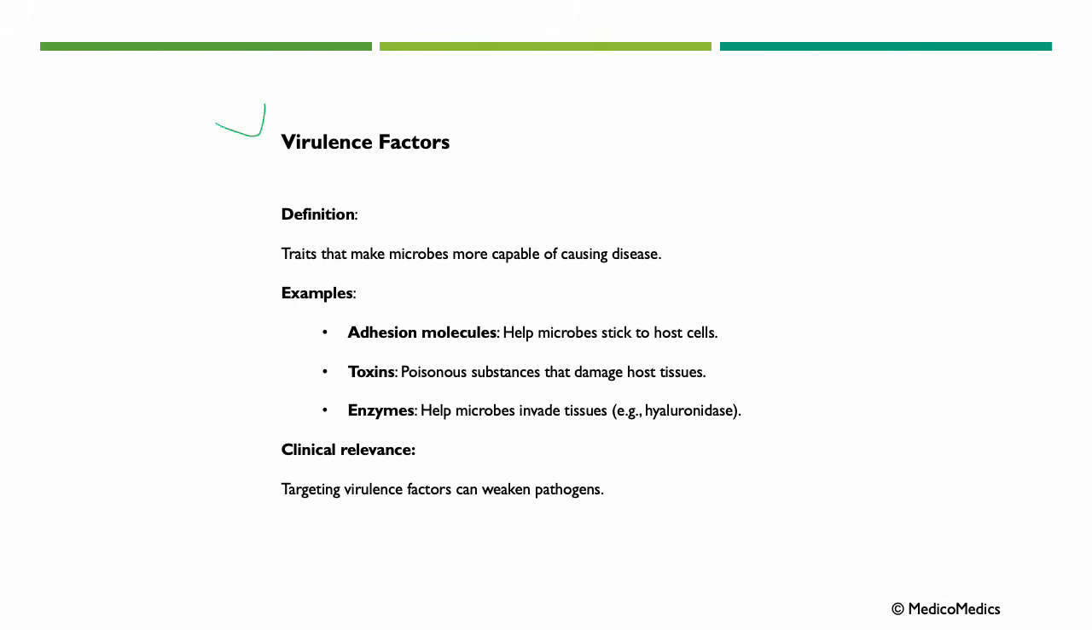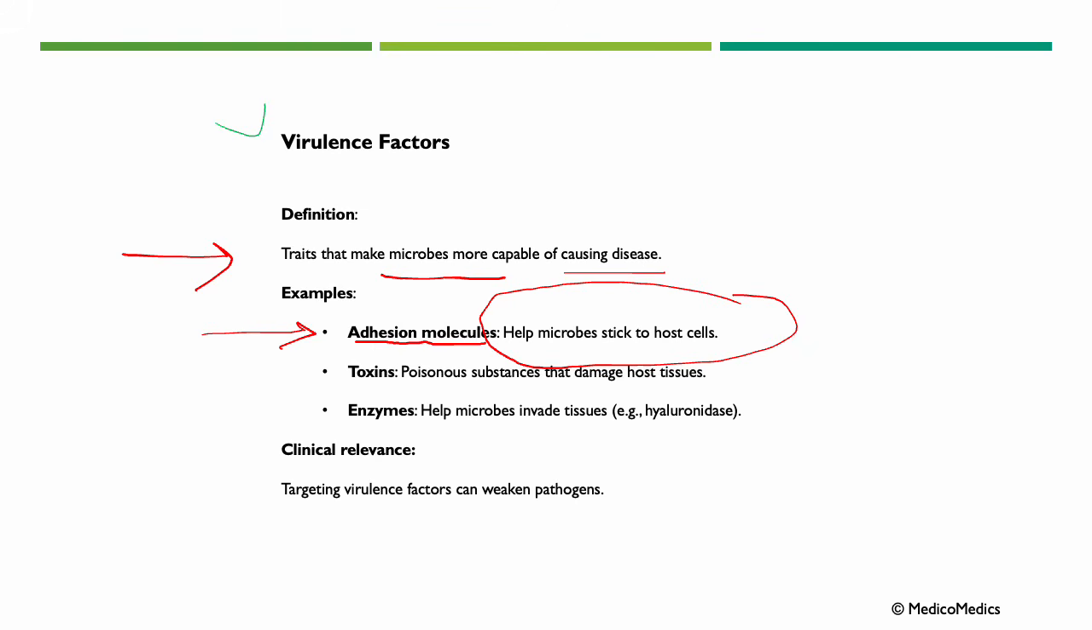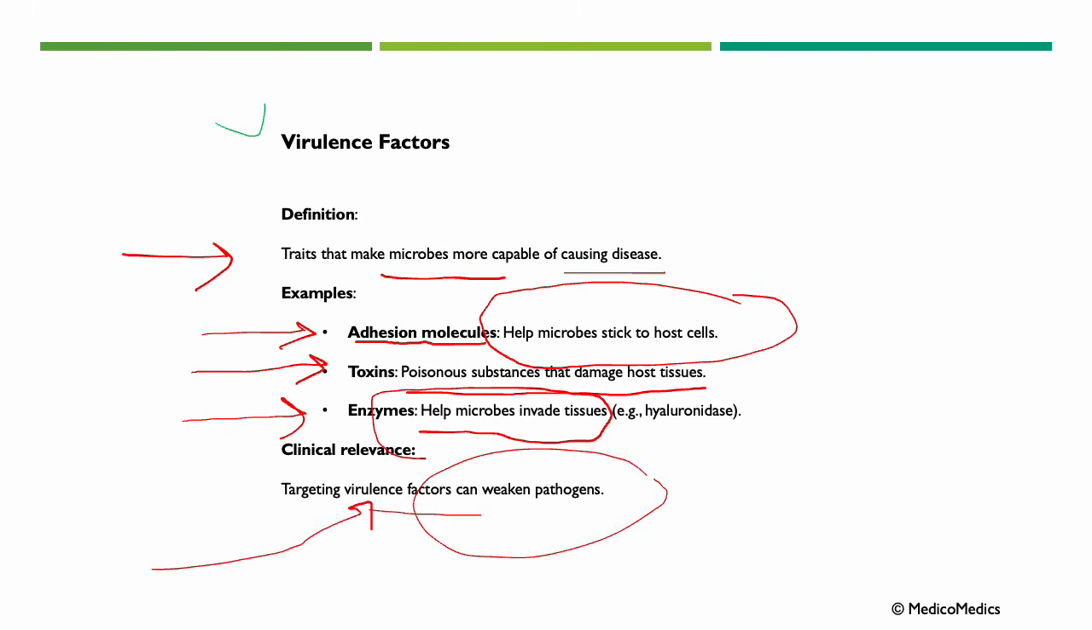What are virulence factors? Well, these are traits that make the microbe more capable of causing disease. For example, if they have adhesion molecules, these will help the microbe to stick to the host cells. Toxins, so poisonous substances that damage host tissues. Enzymes, these might help microbes invade tissues. So targeting virulence factors can weaken these pathogens.